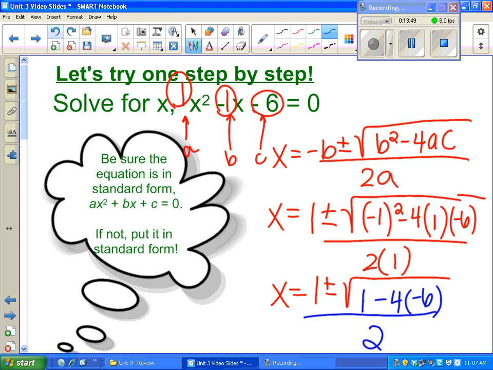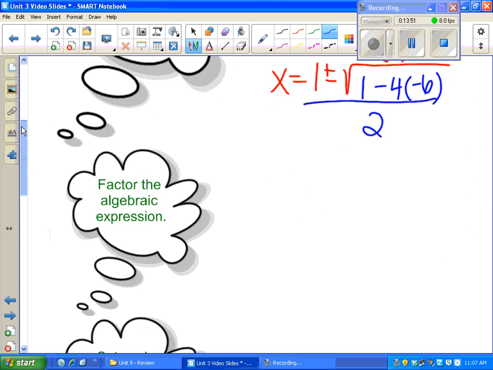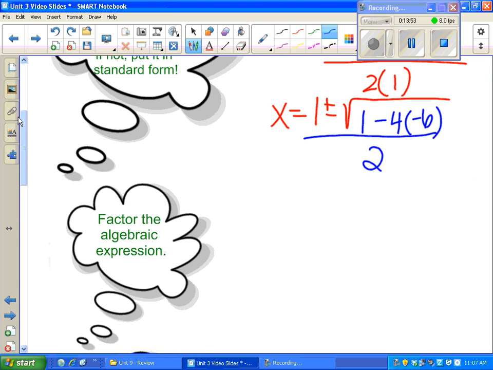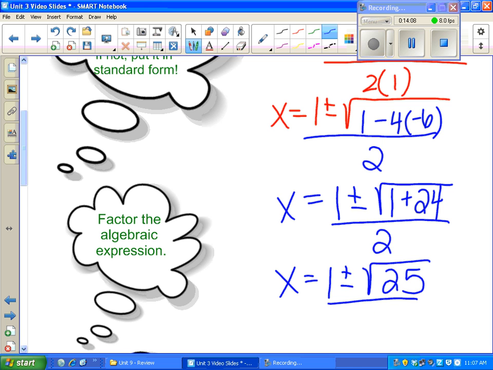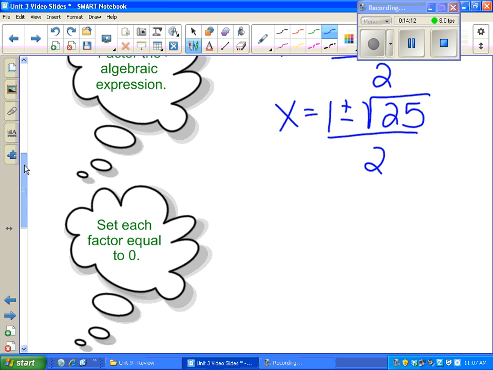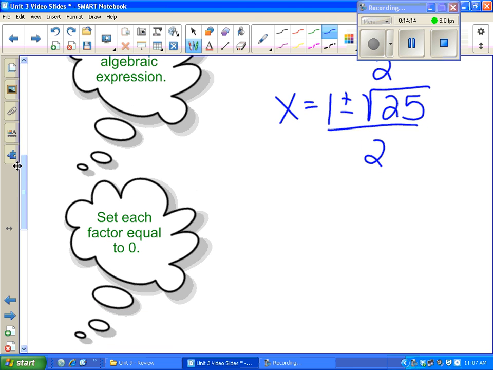So sometimes it takes a few steps to simplify. All right, so then I have, let's keep going, x equals 1 plus or minus. Under the parentheses, I have 1 plus 24 over 2. Then I have x equals 1 plus or minus the square root of 25 over 2. All right, keep going. I know I can take the square root of 25. So let's keep it moving. So I have x equals 1 plus or minus 5, the square root of 25 is 5, over 2.